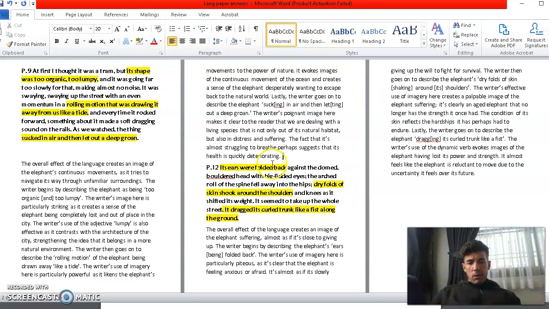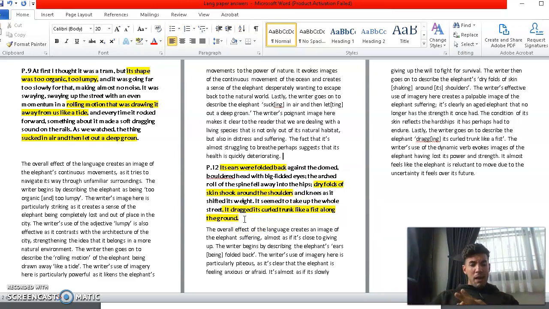Now, let's look at paragraph 12, and that reads, its ears were folded back against the domed, balded head with big-lidded eyes. The arched roll of the spine fell away into the hips. Dry folds of skin shook around the shoulders and knees as it shifted its weight. It seemed to take up the whole street. It dragged its curled trunk like a fist along the ground.